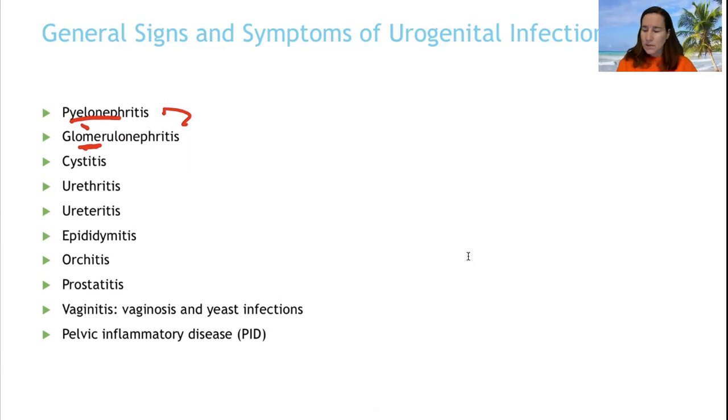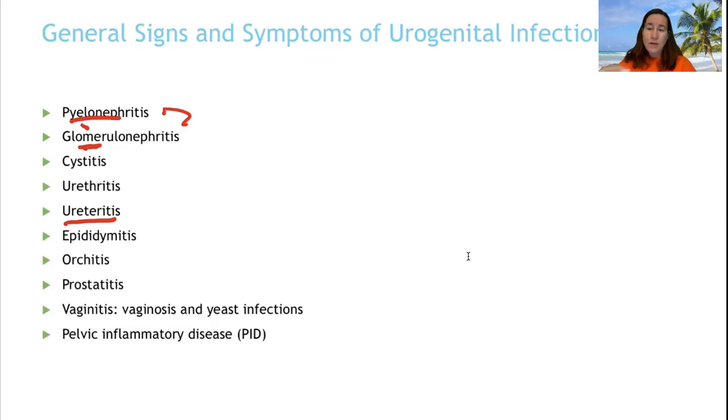Yeah, so we're coming down from the kidneys, and you could possibly have ureteritis, infection of the ureters, coming down from the kidneys. It's not normally an infection that you'll see. It's kind of rare coming down from the kidneys, but ureteritis.